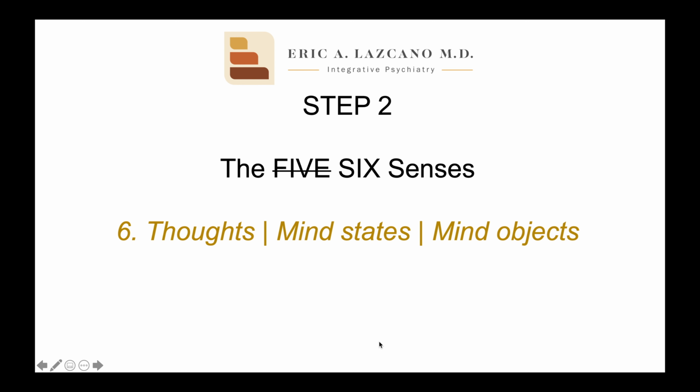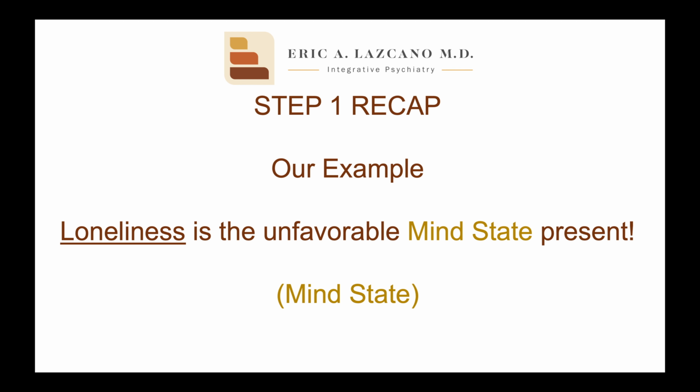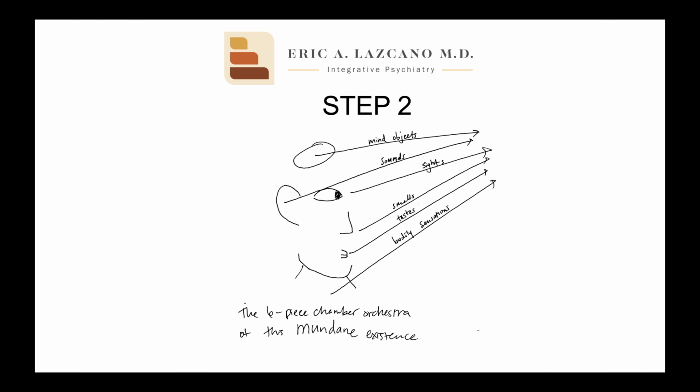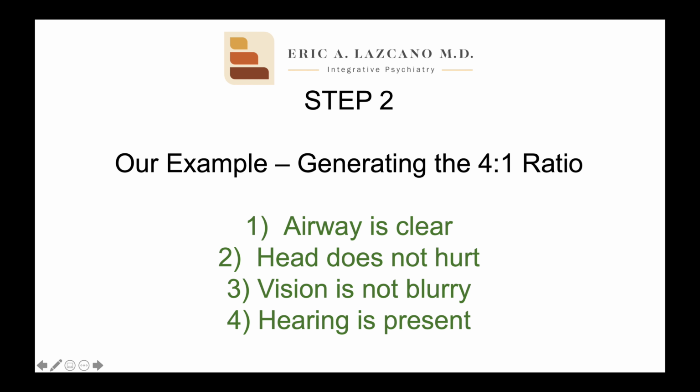Now, entertain me a step further and consider the possibility that there's a 6th sense, and that 6th sense is the mind state, the thought or mind object that is present at any moment in time. This may seem far-fetched, but we've already done the work. We said loneliness was the unfavorable mind state present, so we've already identified that. That's the 6th sense. So we're cultivating the sixth sense the entire time. Imagine that.